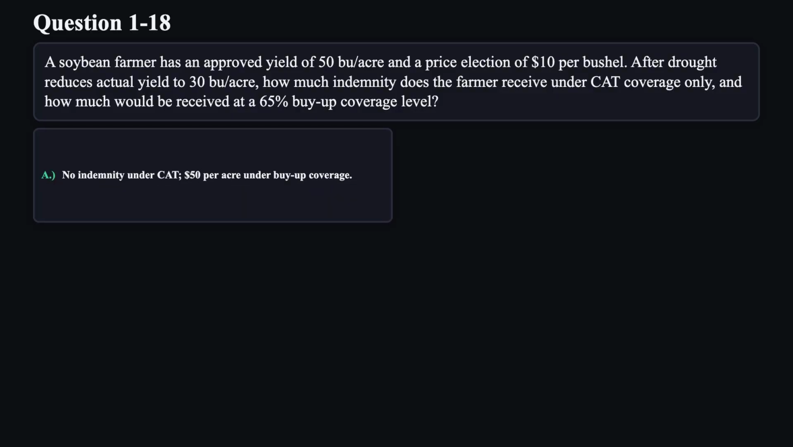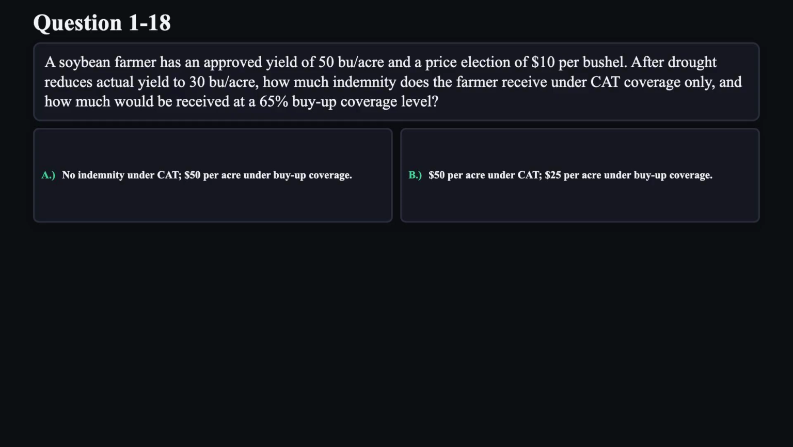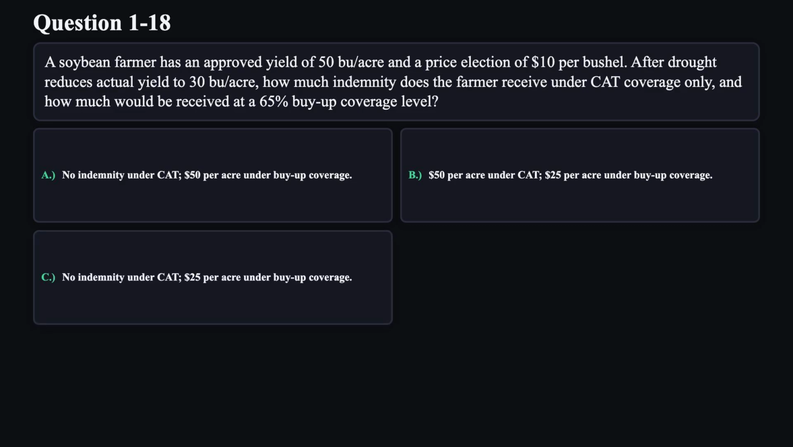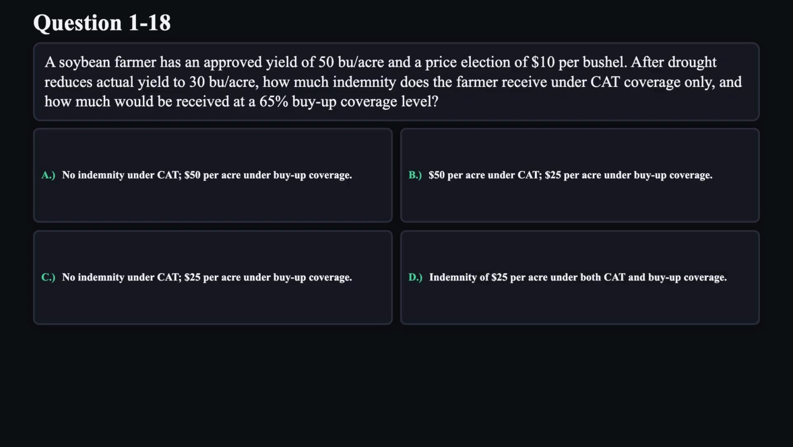A. No indemnity under CAT, $50 per acre under buy-up coverage. B. $50 per acre under CAT, $25 per acre under buy-up coverage. C. No indemnity under CAT, $25 per acre under buy-up coverage. D. Indemnity of $25 per acre under both CAT and buy-up coverage.